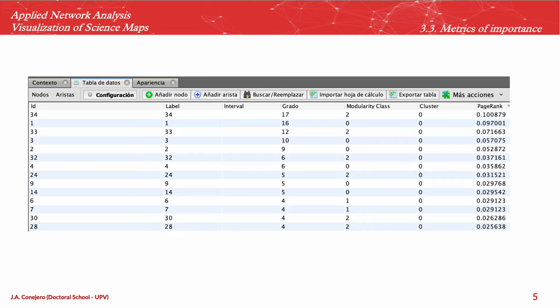Recall that, as in the previous measures, whenever we are computing measures like the degree, the clusters, the modularity class, this appears in the Data Laboratory table. Here you can see that if you order by the PageRank, as it is here in the last column, it almost agrees with the result if we had ordered by the degrees, which you can see in the column in the middle. But the PageRank takes into account not just that you have many connections, but connections with the relevant nodes of the network.